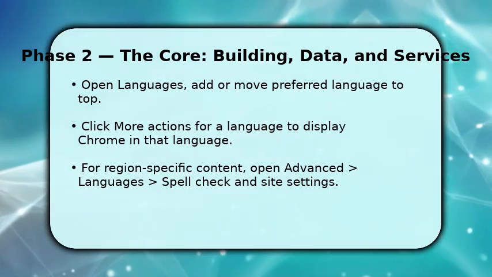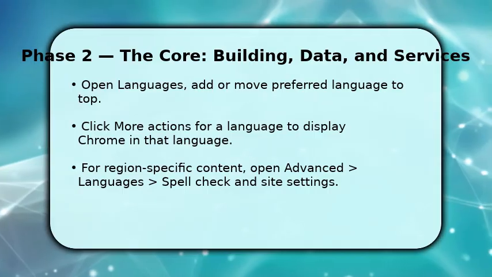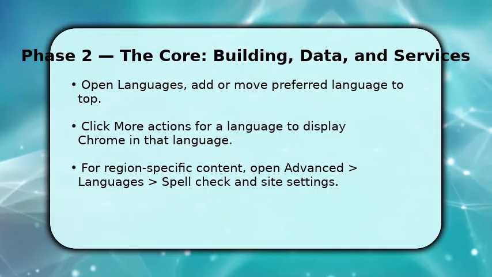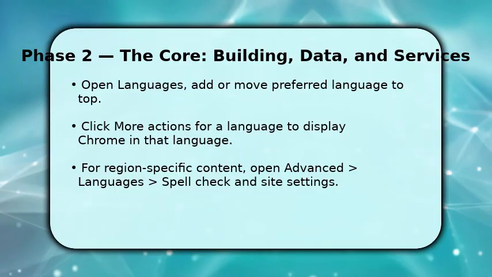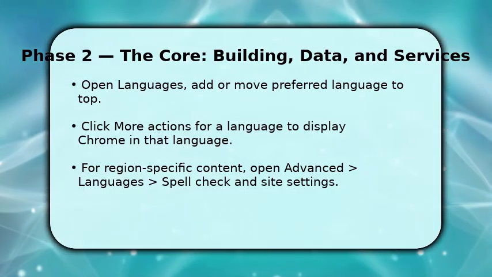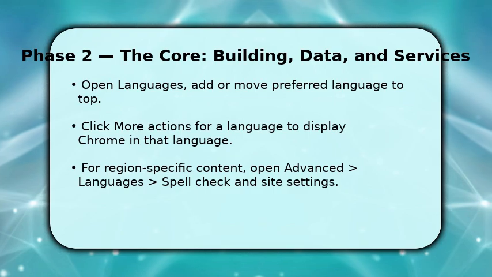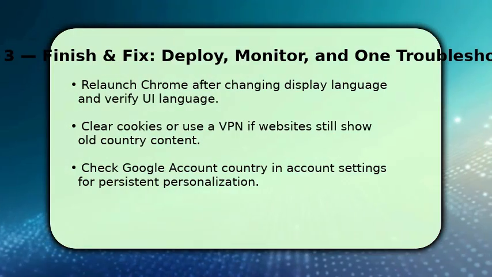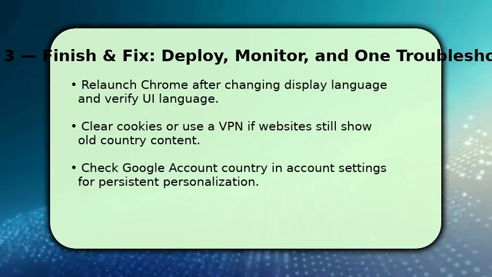Site settings, spell check, and content languages can affect localized search and suggestions. These combined changes steer Chrome toward the country behavior you need. Finally, relaunch Chrome and verify the UI and site behavior reflect your new settings. Test by visiting a country-specific site.